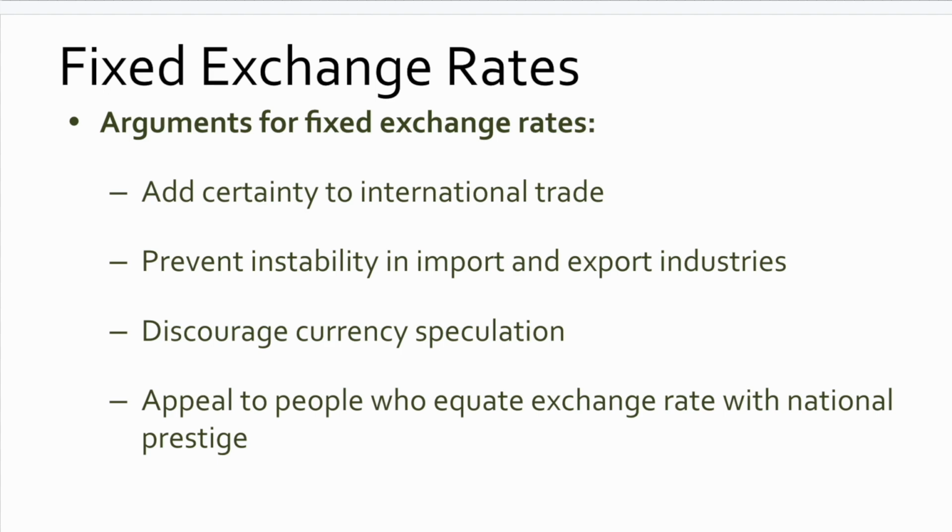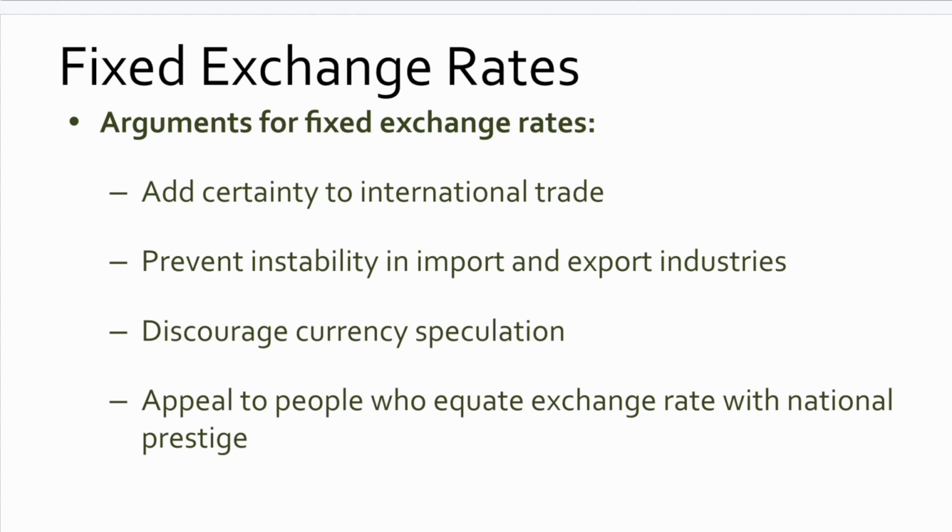It adds certainty to international trade. You know exactly how much something is going to cost relative to your own currency. It also prevents instability. The ups and downs of imports and exports would be moderated, because everybody would know what it's going to cost. It would also discourage this arbitrage currency speculation that we've talked about so far.